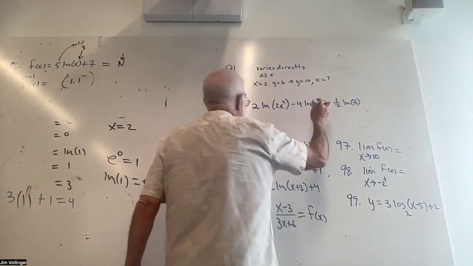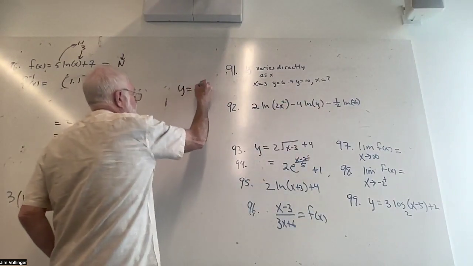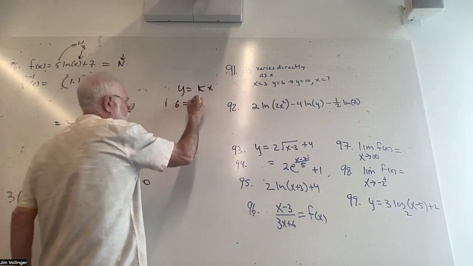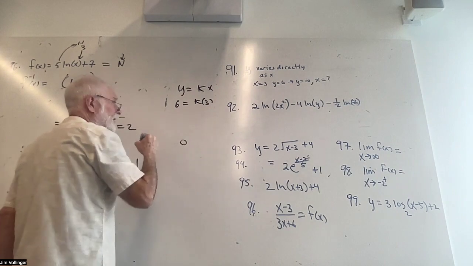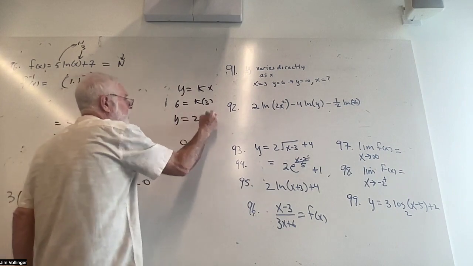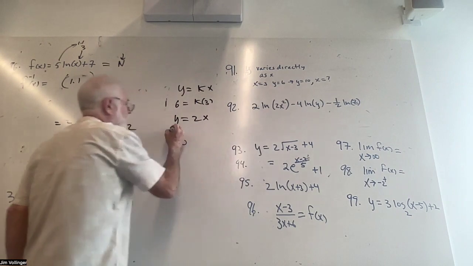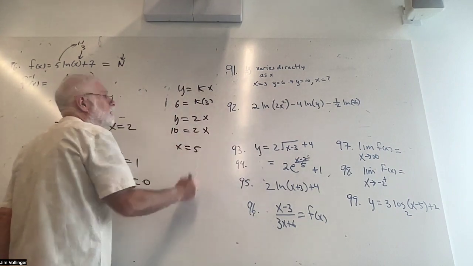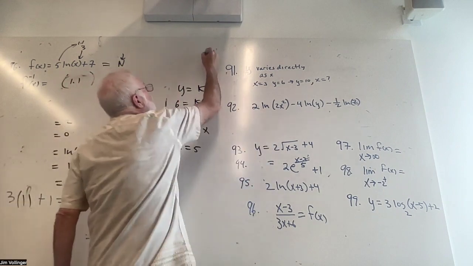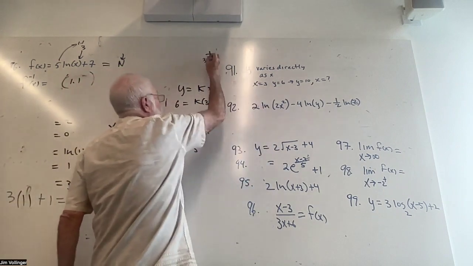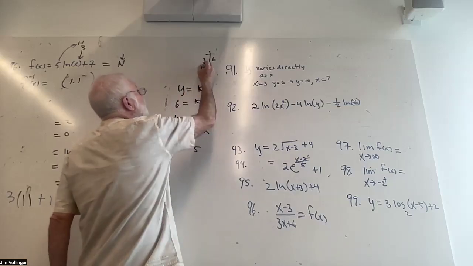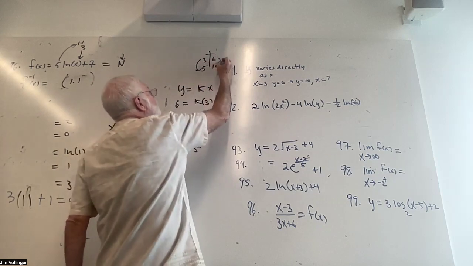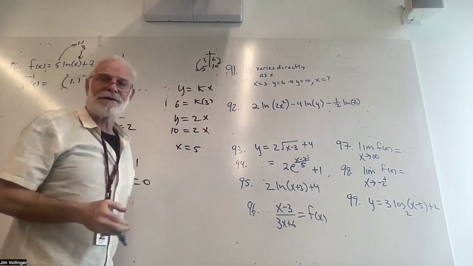Y varies directly as x. You're going to write y equals kx. 3 gets us 6. So 6 equals k times 3. Looks like k is 2. So now I'm going to write y equals 2x. What happens when y is 10? When y is 10, it sure looks like x is 5. So over here, we started with a 3 gets us 6. Now we have a 5 gets us 10. What did 3 do to 5? It got bigger. What did 6 do to 10? It got bigger. That's called direct variation.